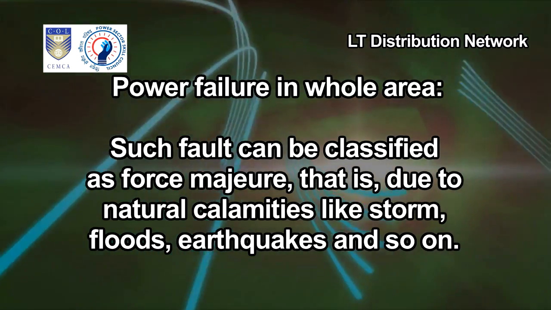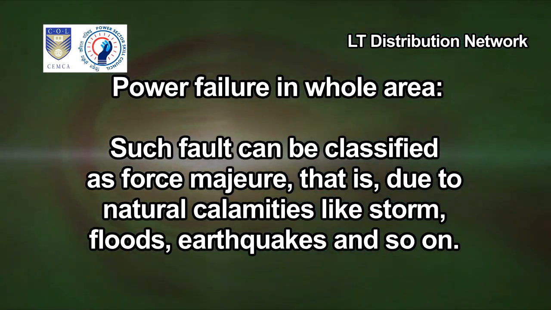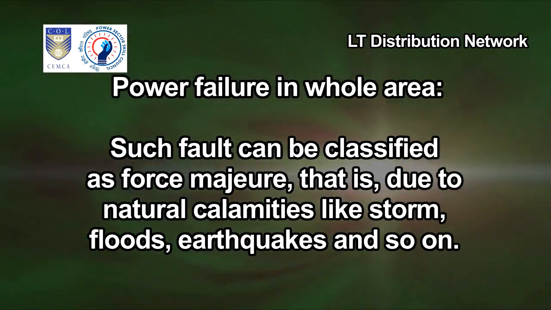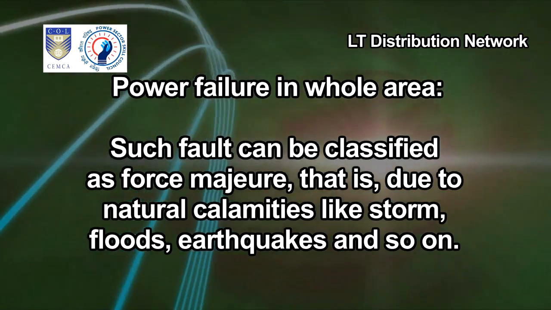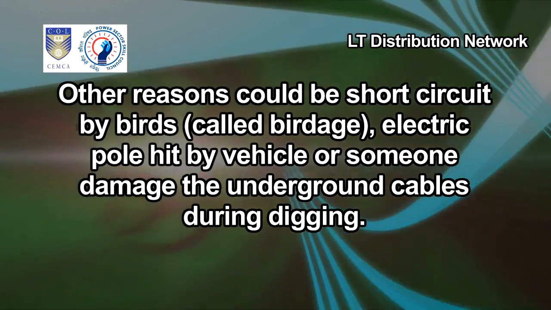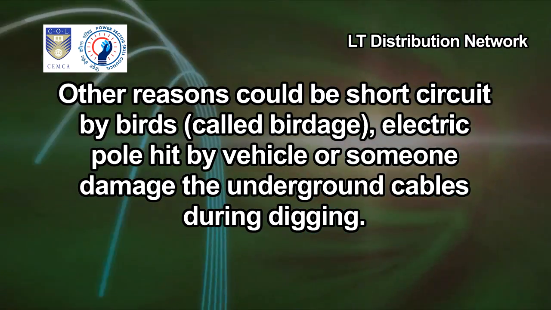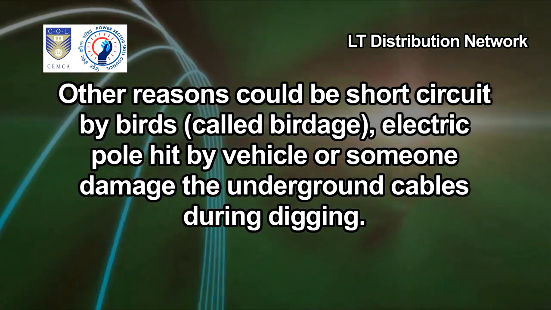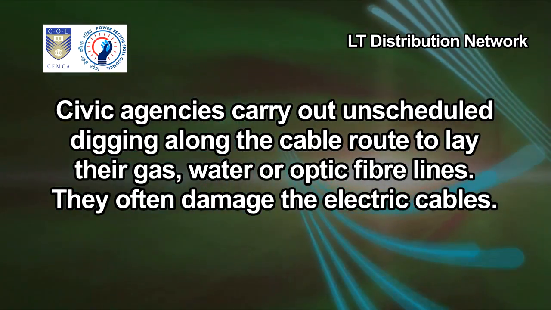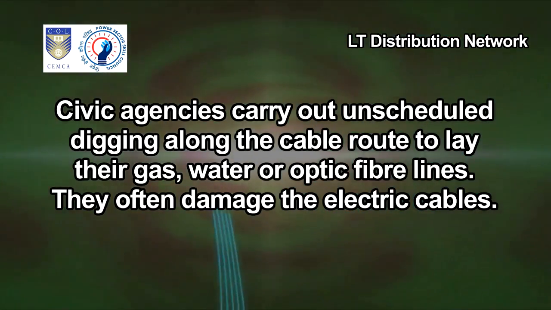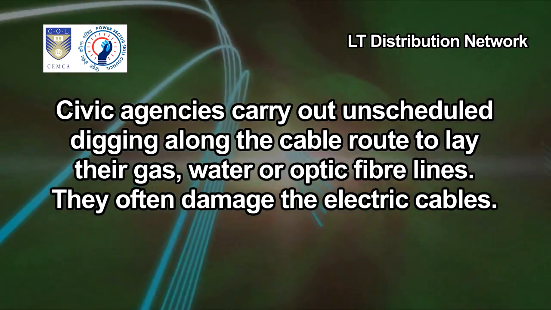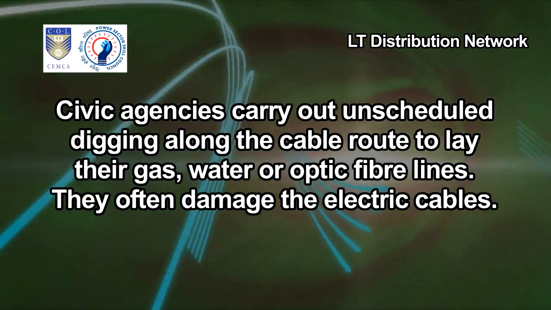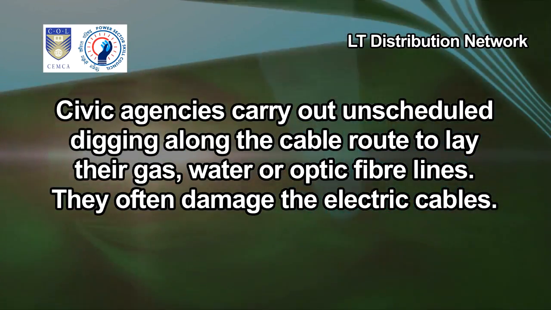Such a fault can be classified as force majeure, that is, due to natural calamities like storms, floods, earthquakes and so on. Other reasons could be short circuit by birds, called birdage, an electric pole hit by a vehicle, or someone damaging the underground cables during digging. Civic agencies carry out unscheduled digging along the cable route to lay their gas, water or optic fiber lines. They often damage the electric cables.